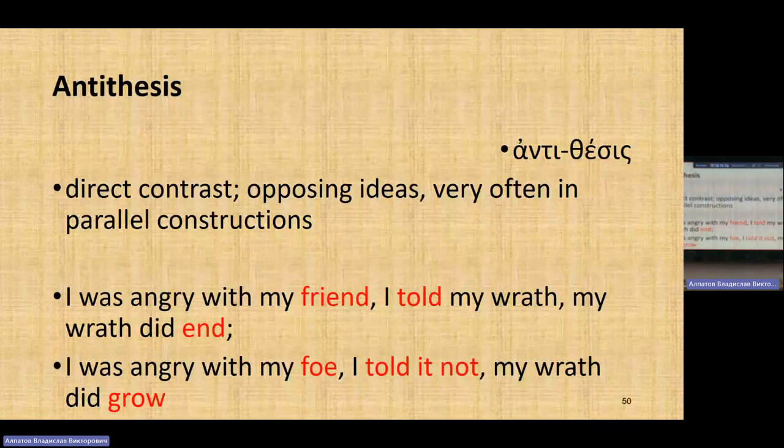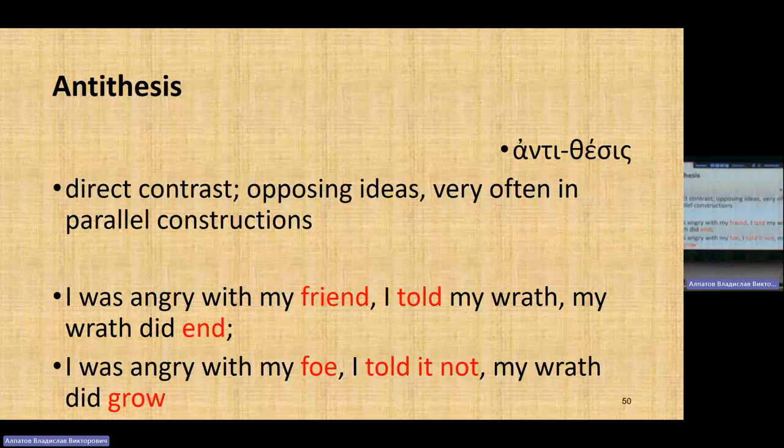Chiasmus. Now, antithesis, you are familiar with antithesis, from the Greek word antithesis, opposite putting, opposite setting, setting something opposite each other. It's direct contrast, opposing ideas, very often in parallel constructions.